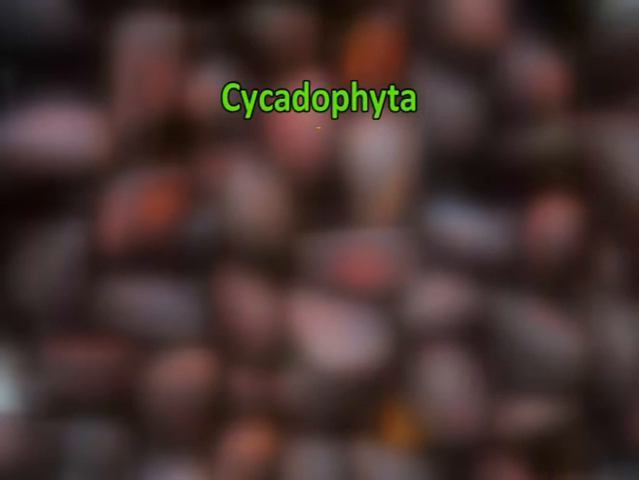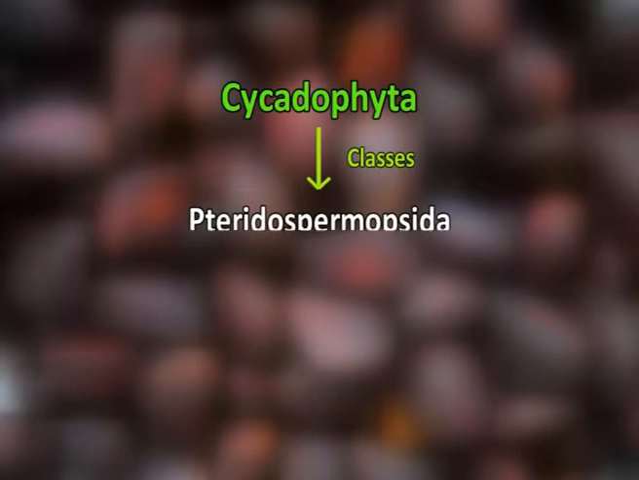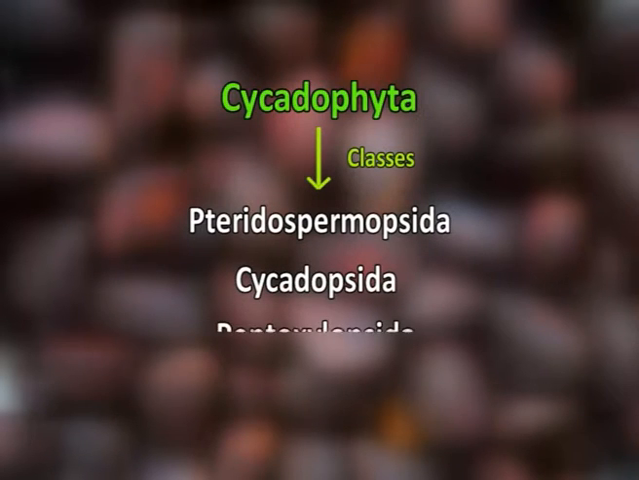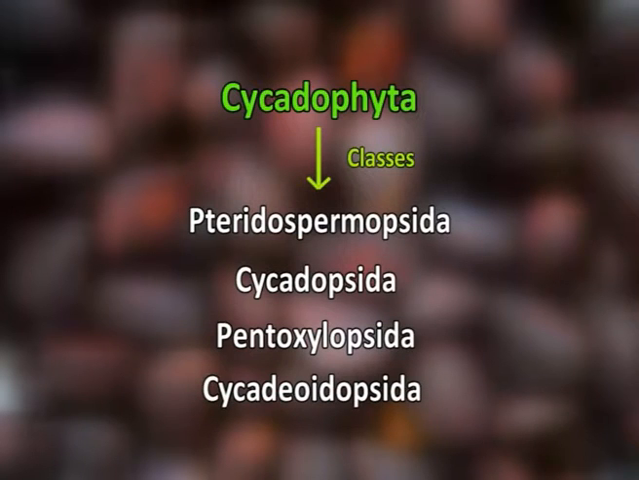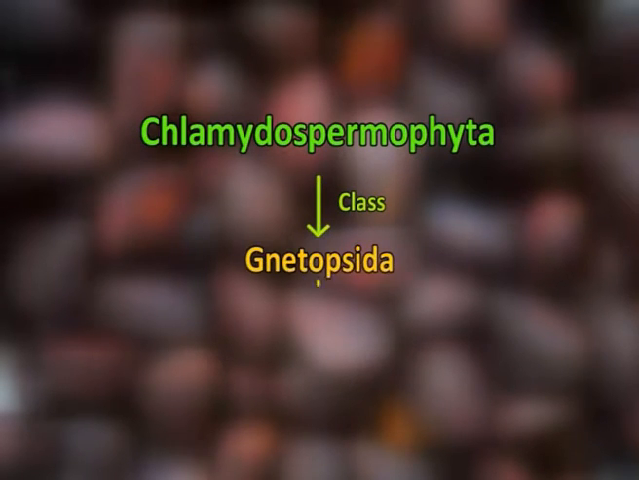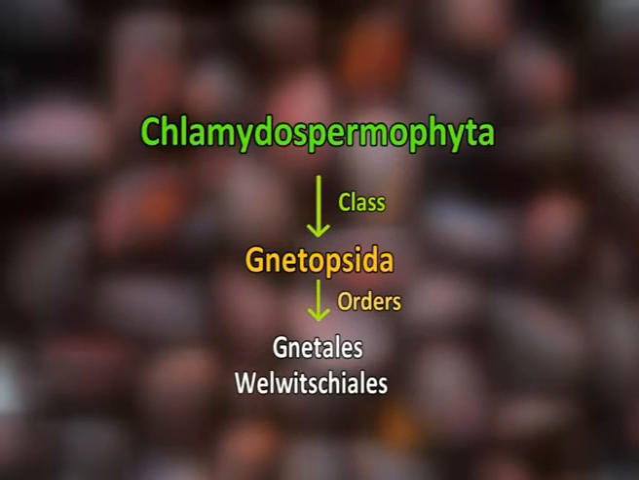Cycadophyta was divided into 4 classes, namely Pteridospermopsida, Cycadopsida, Pentoxylopsida, Cycadeoidopsida. Division 2nd, that is Chlamydospermophyta, was divided into a single class, Gnetopsida, with 2 orders, Gnetales and Welwitschiales.